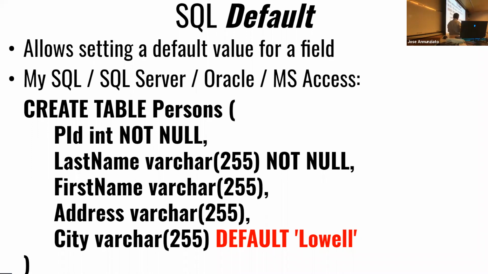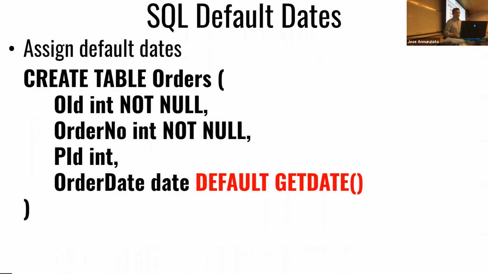Default allows you to specify a default value for a field, right? So I'm saying that the default value for that city is low. Same thing for integers or booleans or floats. For dates, you can specify the default to get the current date, and then to initialize a value.